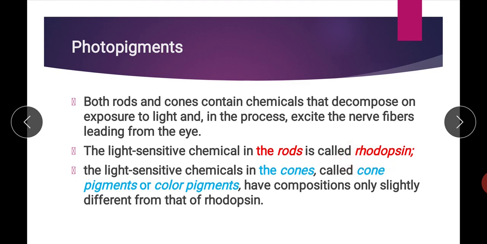Now rhodopsin is mainly made up of scotopsin and retinal, while cone pigments are mainly made up of photopsin and retinal. So this is the only difference: rhodopsin is made up of scotopsin plus retinal, and cone pigments are made up of photopsin plus retinal. The retinal is the same; the only difference is the protein opsin. In rhodopsin it is scotopsin, in cone pigments it is photopsin.